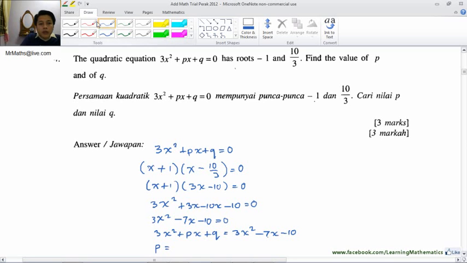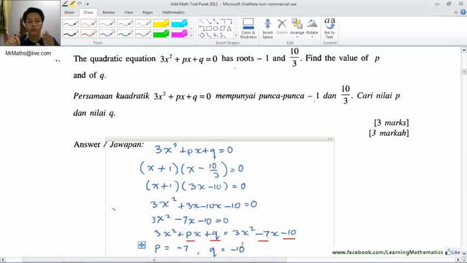So p then is, let's compare that, this value, this and this, right? And then q over here and this value over here. Okay, we need to pair up the right coefficient. So p is equal to minus 7 and q is minus 10. Alright, let's move on to the next question.